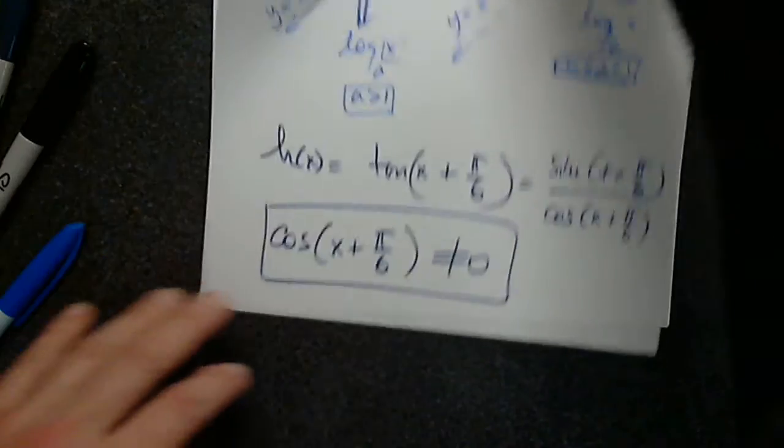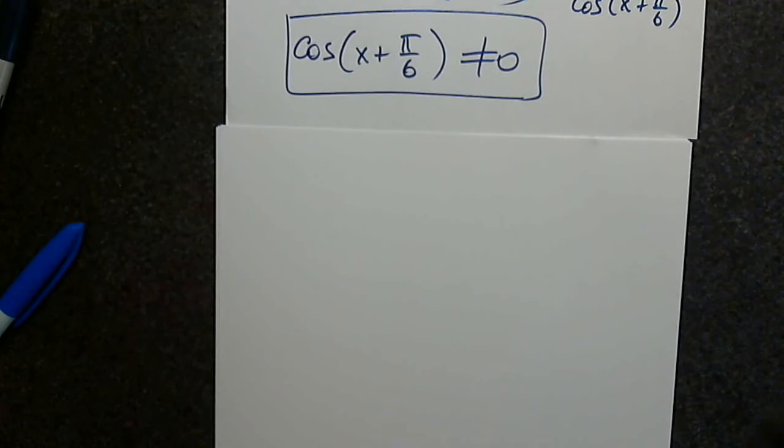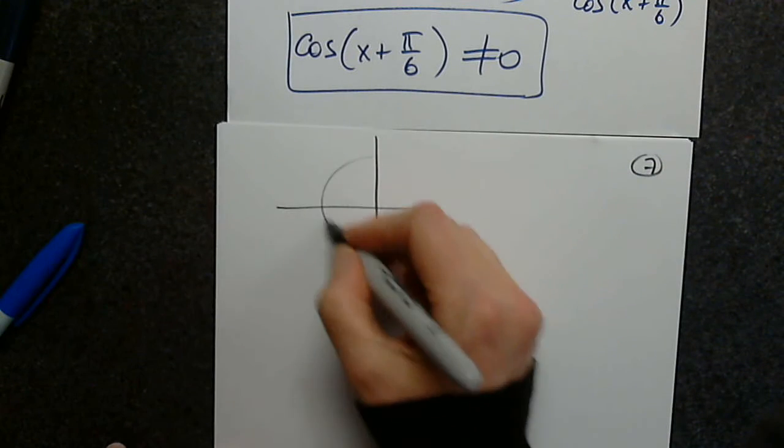Okay, so let's analyze a little bit cosine. Let's look at the unit circle. Here's the unit circle.